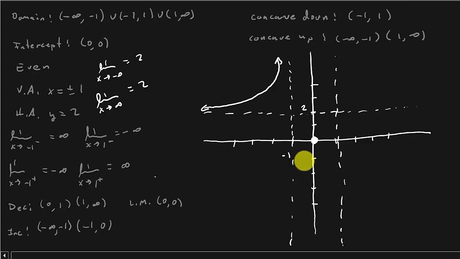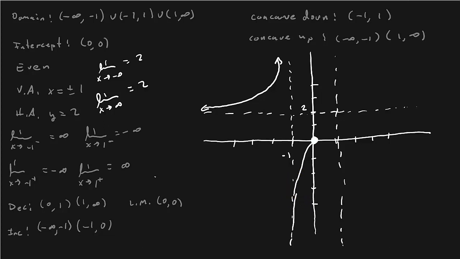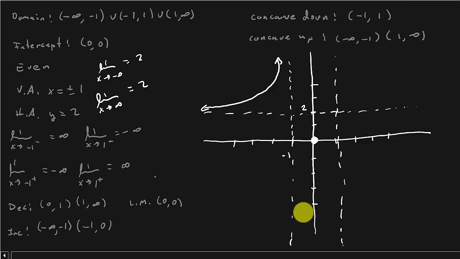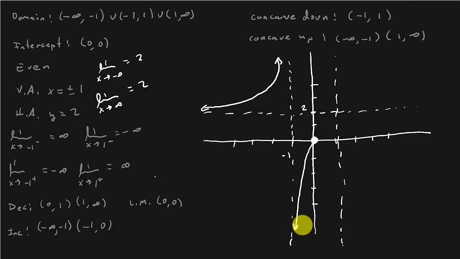So now as we come into -1 from the right-hand side, let's see what that is going to do. There's -1 from the right. That's going to -infinity. You see that? And then we can also see that from -1 to 0, it is increasing, so I know it's coming that way. And from -1 to 1, it is concave down. So I know that the graph right here is going to look something like that, okay?